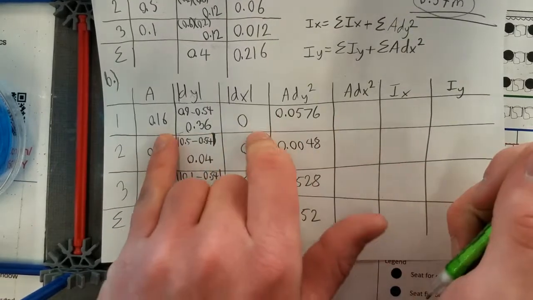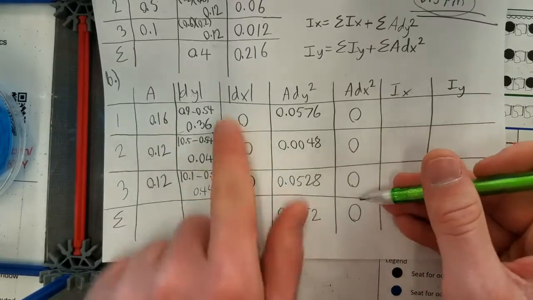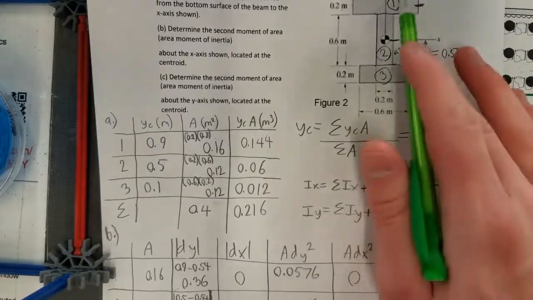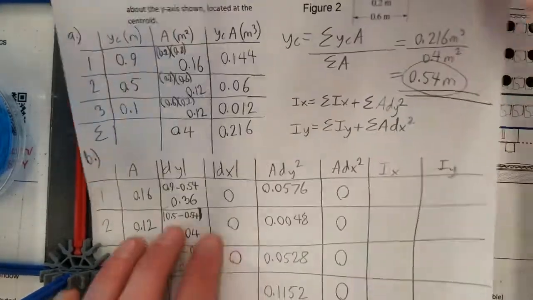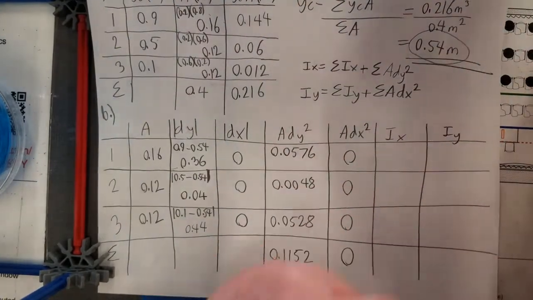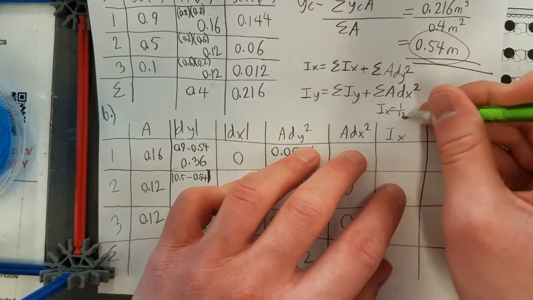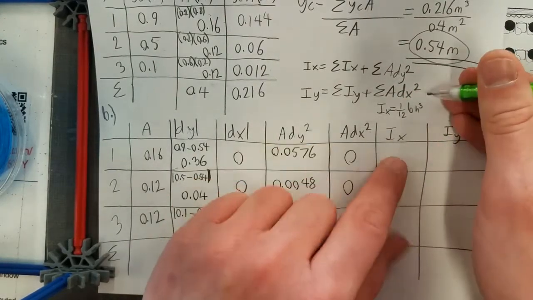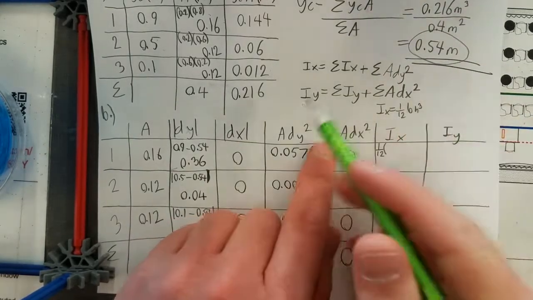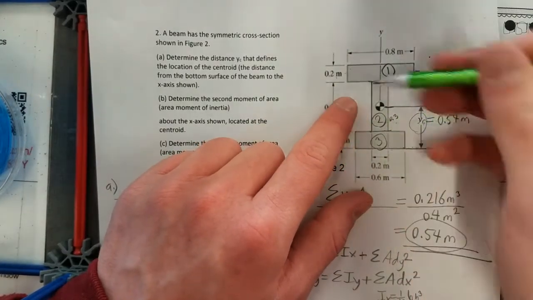And then a dx squared, these are all just going to end up being 0 as well, just because all of the dx's are 0. There's really no difference from the center of this axis here. Next, we can calculate our Ix's and our Iy's. And so Ix is 1/12 base times height cubed. And so we're going to go ahead and write these all out. 1/12 times, for our shape here, shape 1, we've got 0.8 as the base and 0.2 as the height.